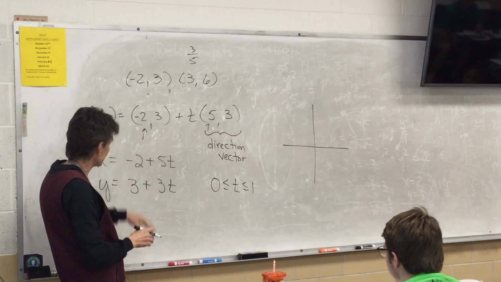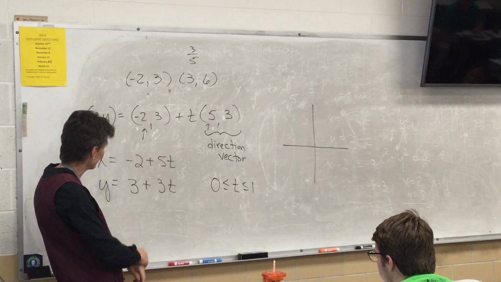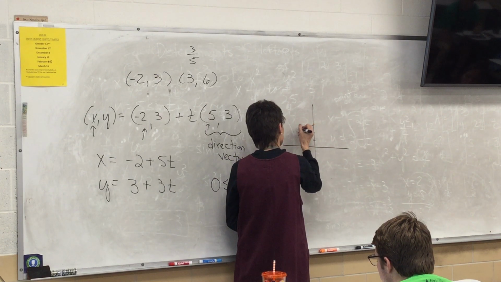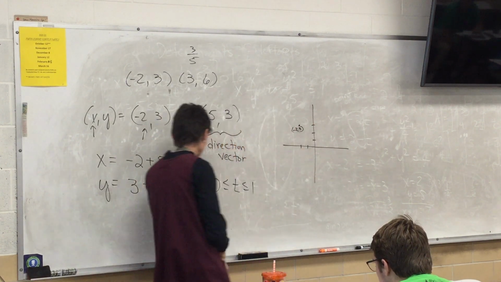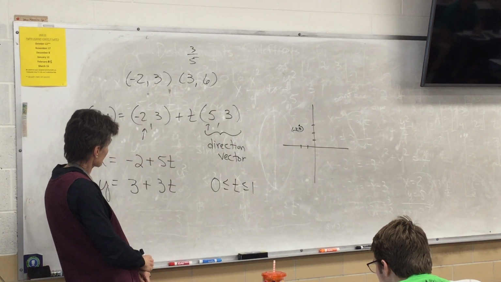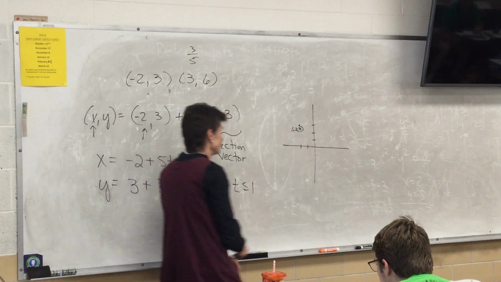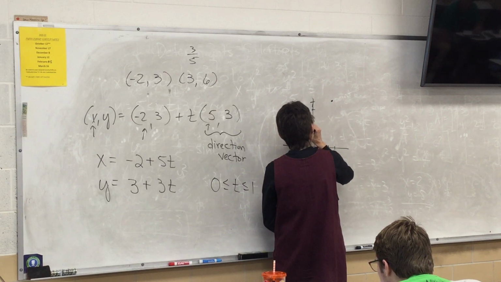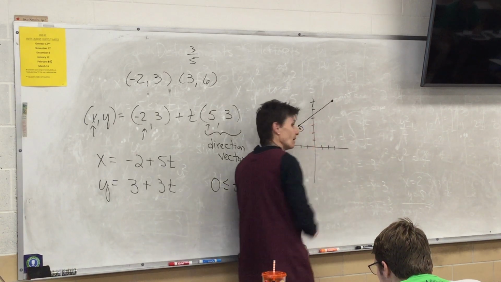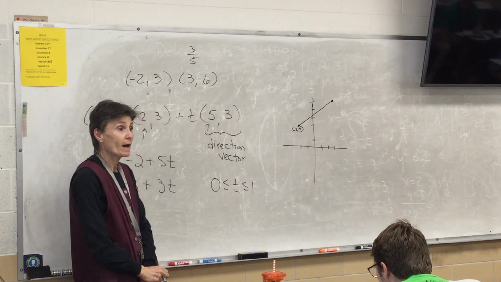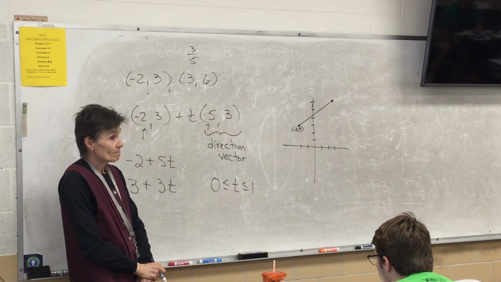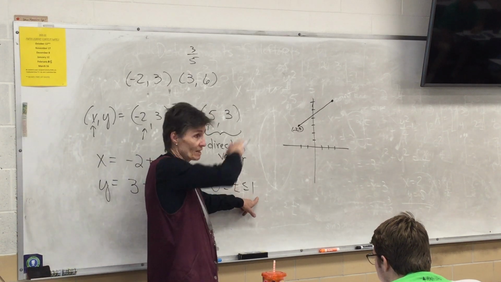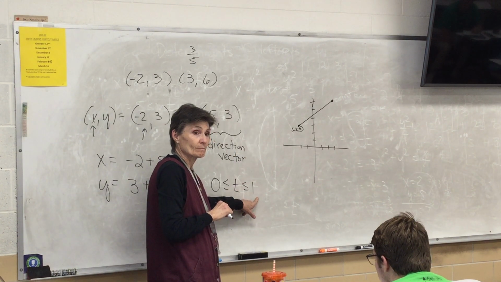Well, what do we get if we plug in 0 for t? I'm plugging it in for t now. What do I get? Negative 2, 3. All right. And what do I get if I plug in 1? 3, 6. That's interesting. So what happens if we restrict our t values? We don't get the whole line, we just get a segment. And if we made this 0 to 2, we'd have another segment, but it'd be longer. Easy.